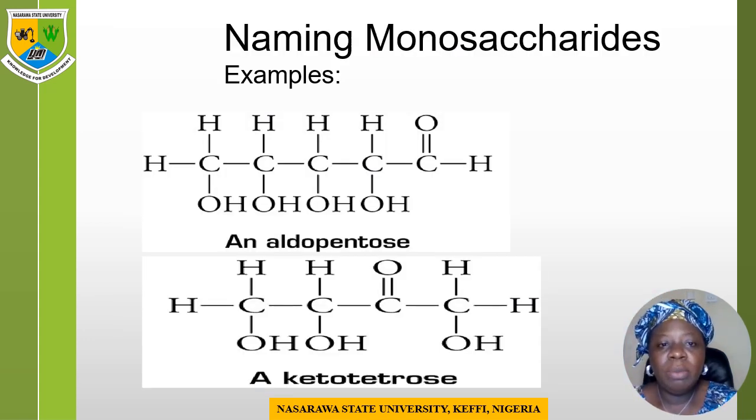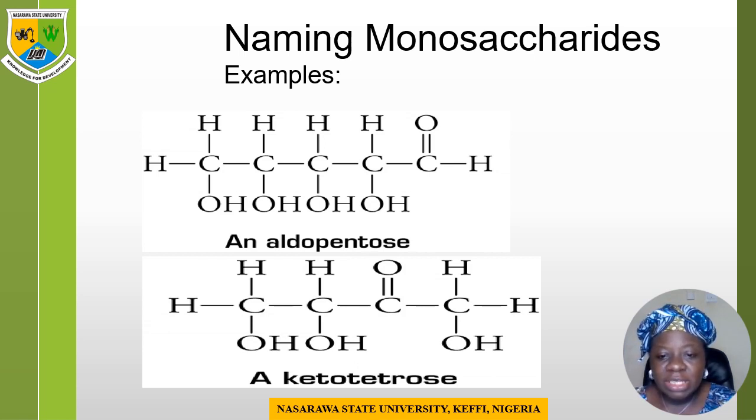Before us, these are examples of how to name our monosaccharides. This is 1, 2, 3, 4, 5. This is a 5 carbon atom sugar, and the functional group is the aldehyde. So clearly seen, this is an aldopentose.